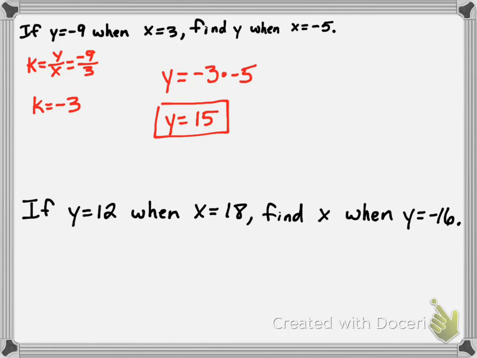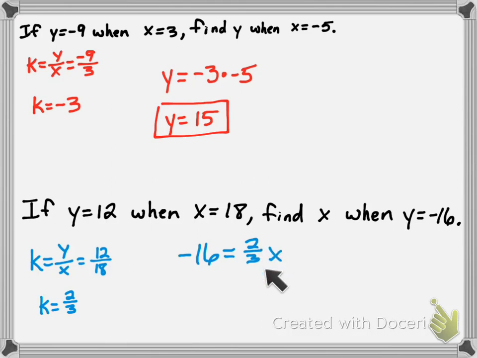And for the next one, again, I start by finding k. So k equals y over x, which in this case is 12 over 18. So k equals 2/3. This time I know k and I know y, so I plug it in. I've got y equals k times x, and I solve for x. If I divide by 2/3, or multiply by 3 and divide by 2, I get that x equals -24. Okay, so that's how we solve our direct variation problems.